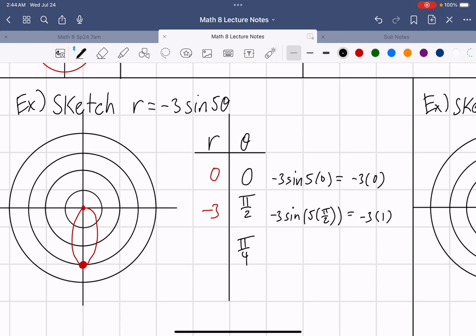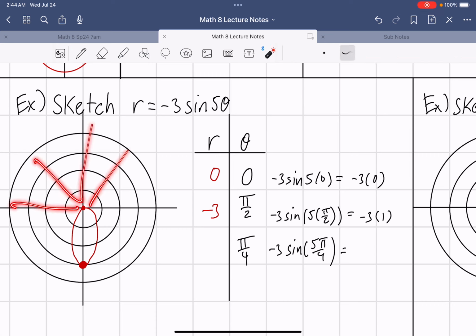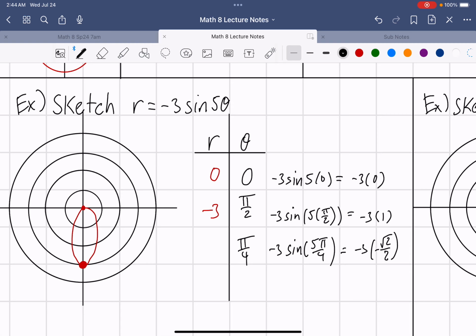So that's going to be -3 sine of 5 pi over 4 when I plug in pi over 4. So 5 pi over 4 is 1, 2, 3, 4, 5. And since we're dealing with sine, that's going to be in the negative. And at the 4s, we always get square root of 2 over 2, and that's going to be a negative. And -3 times negative square root of 2 over 2 would be +3 square root of 2 over 2.